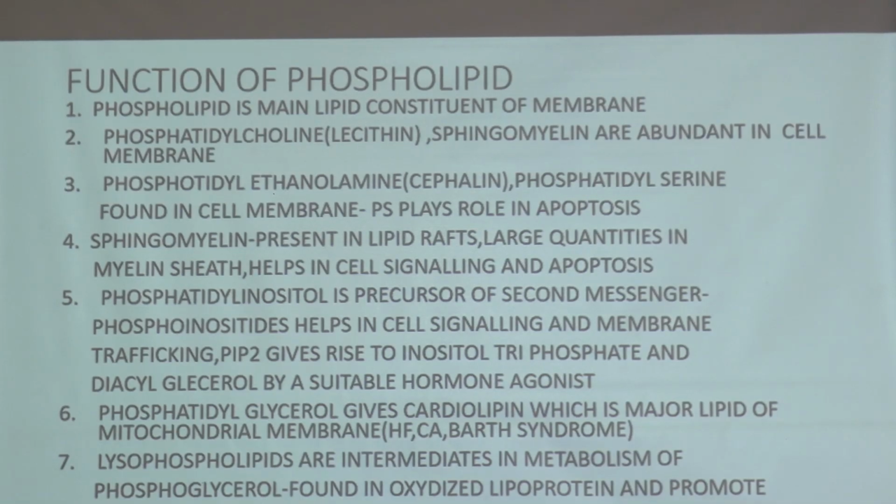Sphingomyelin is present in lipid rafts. What are lipid rafts? That is a specialized structure in the lipid bilayer membrane. In the outer leaflet of the lipid bilayer membrane, there are lipid rafts, there sphingomyelin is present. I will show you the lipid rafts at the end of the class. Sphingomyelin is present in large quantities in the myelin sheath and helps in cell signaling and apoptosis.